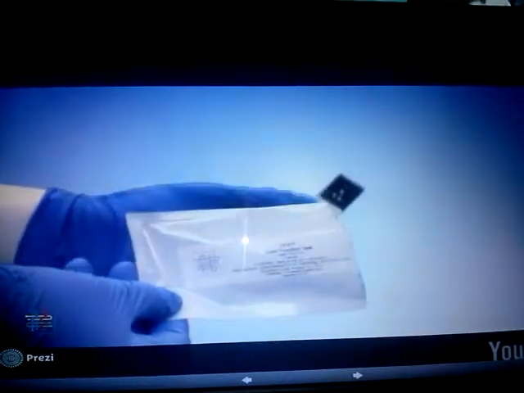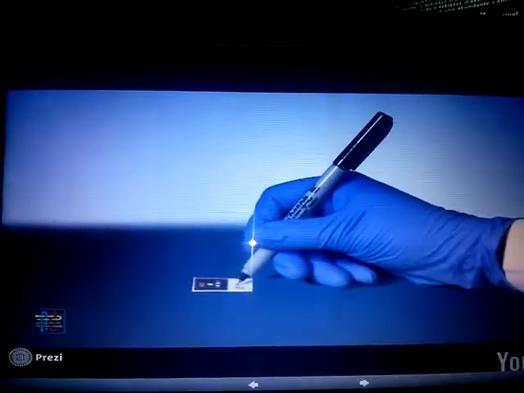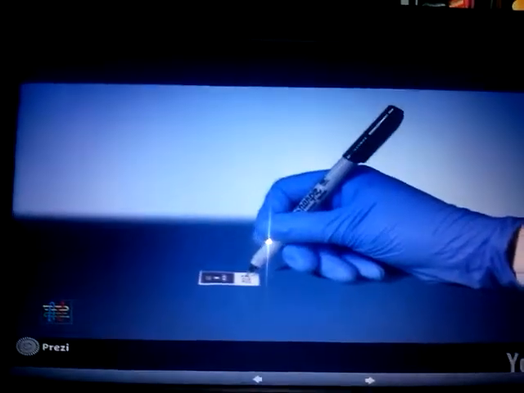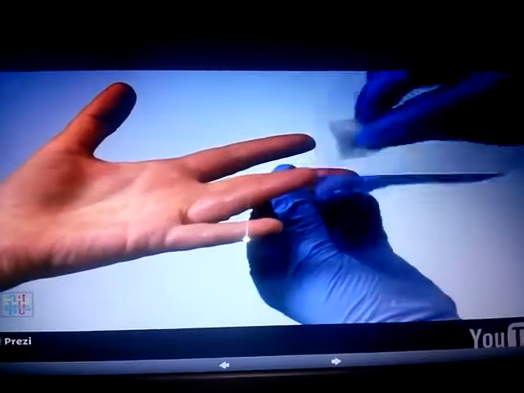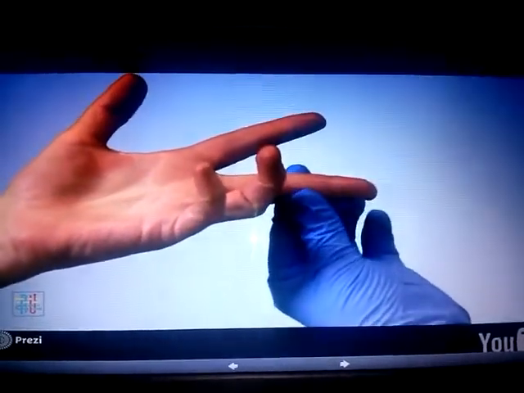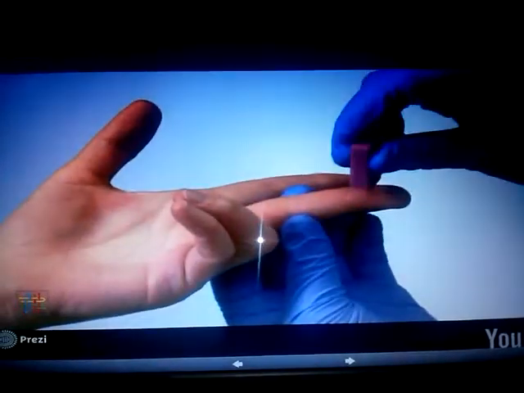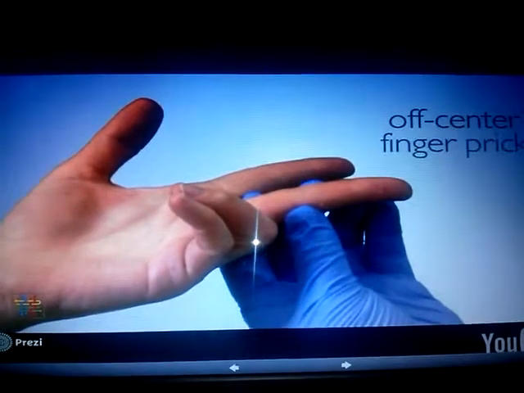Open the pouch and remove the DFA liver function test. Label the test with the patient ID number. Choose the middle or ring finger. Clean the patient's finger thoroughly with the alcohol swab. Wait for the alcohol on the finger to dry. Use the lancet to prick the finger. The puncture should be slightly off-center, as shown.